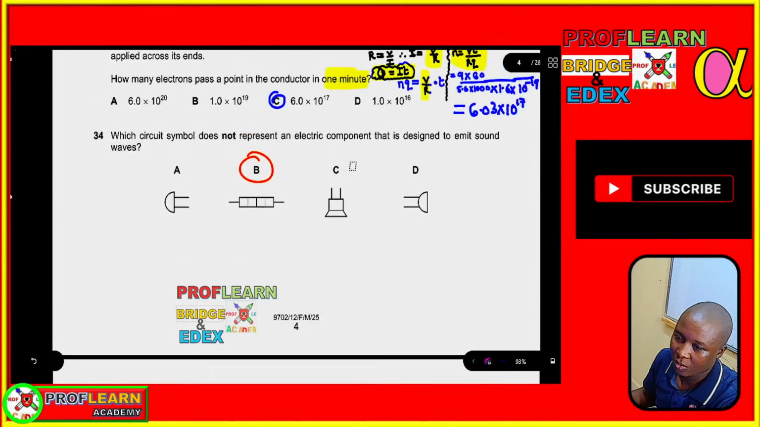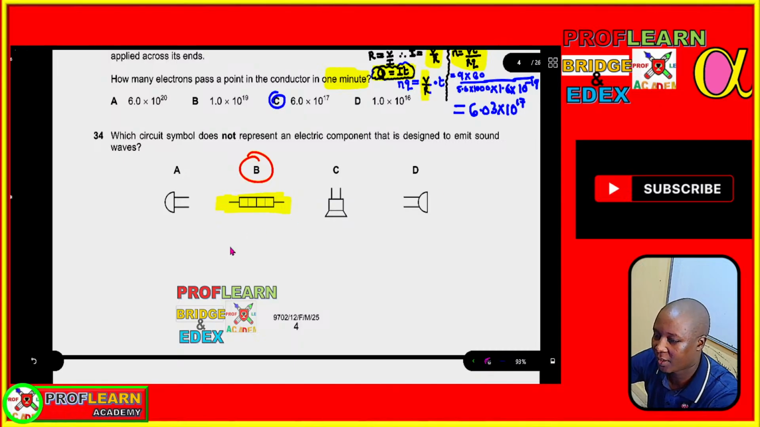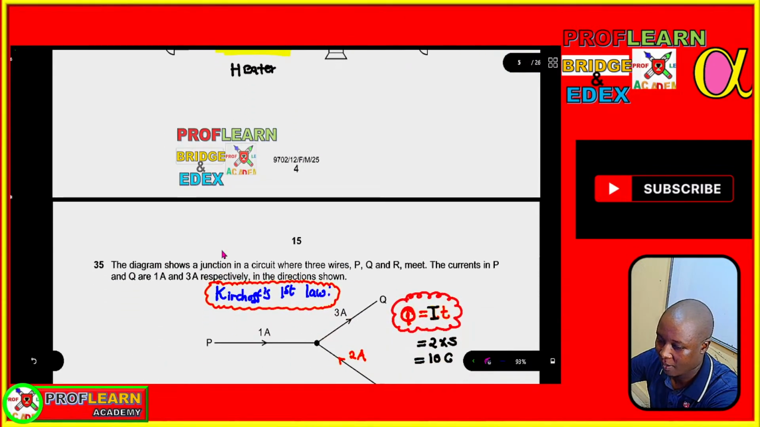The next question that was asked here in 2025 is which circuit symbol does not represent an electrical component. This one is not intended to produce sound, because this is actually an electrical heater. So this is an electrical heater in this case.